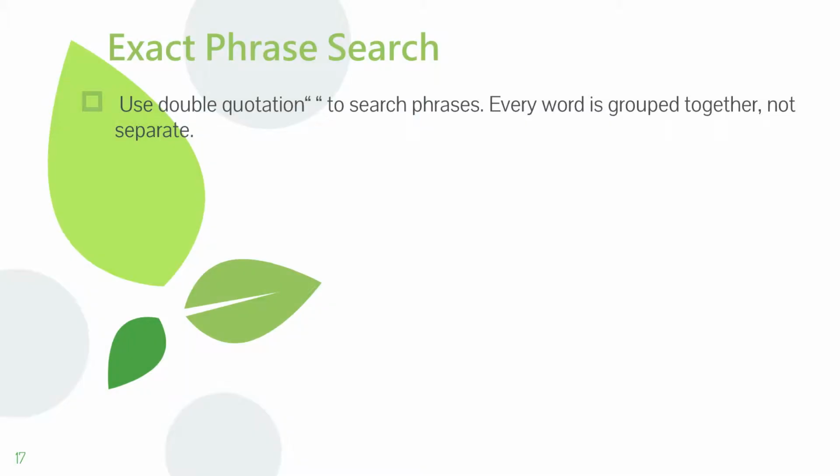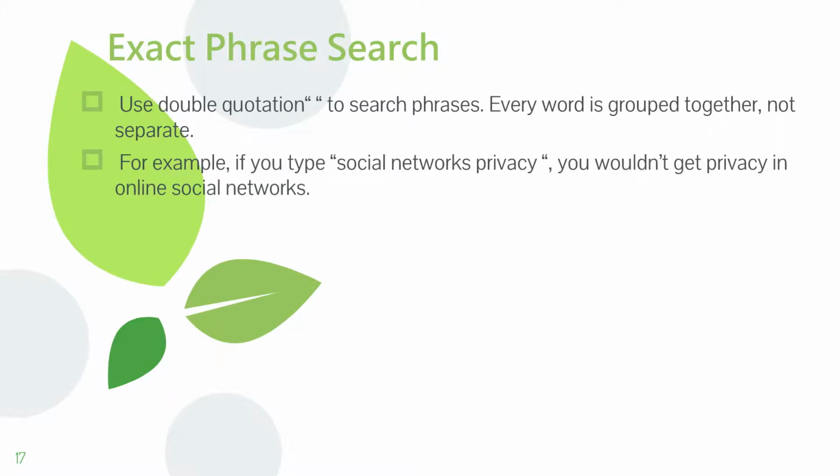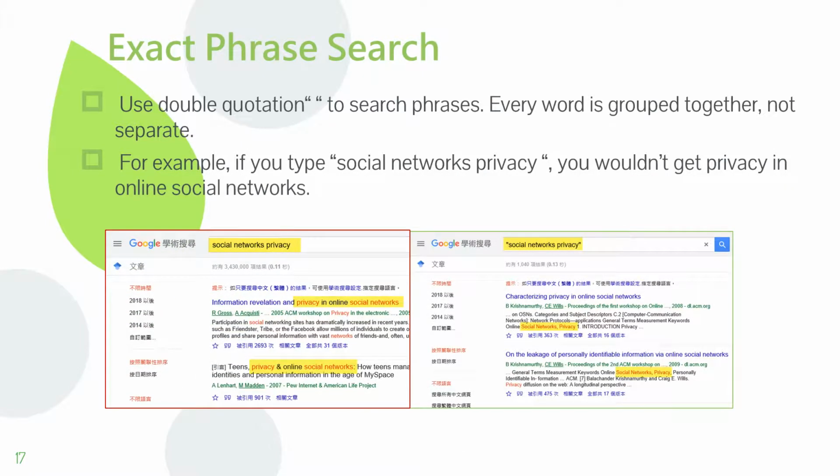Then is exact phrase search. If you use quotation marks, you will get the exact phrase and the words together in a specific order. For example, if you type "social network privacy", you wouldn't get "privacy in online social networks". Do you see the differences? The amount of results is a vast difference. Phrase searching decreases the number of results you get and makes your results more relevant.